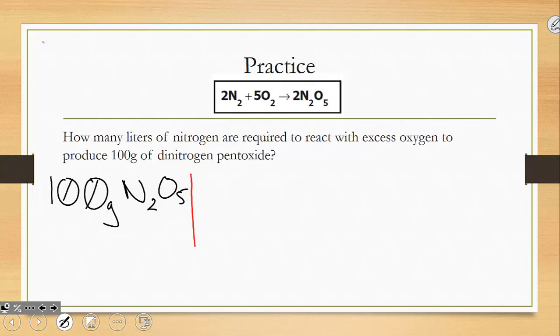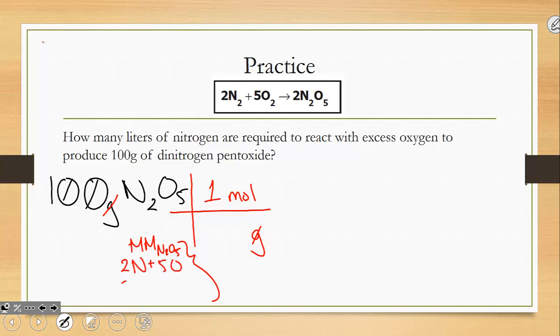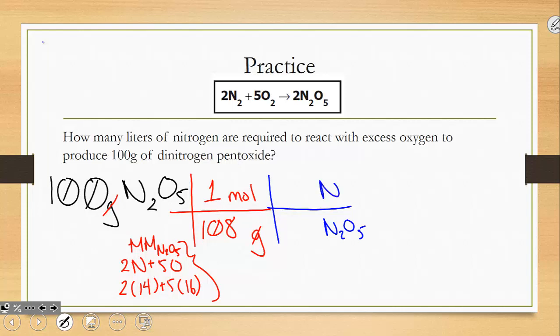This is a normal stoichiometry problem, except for now our units are mixed. We are going to go from grams to liters. So first thing, we have to change from grams to moles, canceling out grams and giving us moles of dinitrogen pentoxide. So the molar mass of dinitrogen pentoxide is going to go in our denominator here. So that's 2 nitrogens and 5 oxygens. It's 2 times 14 plus 5 times 16, or 108 grams for every 1 mole. Once we have moles of dinitrogen pentoxide, we can change from dinitrogen pentoxide to nitrogen gas. For every 2 dinitrogen pentoxides, it required 2 nitrogen molecules. So that cancels out our dinitrogen pentoxide.